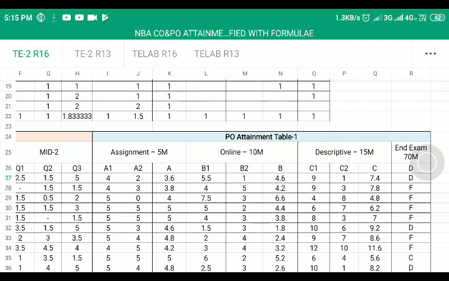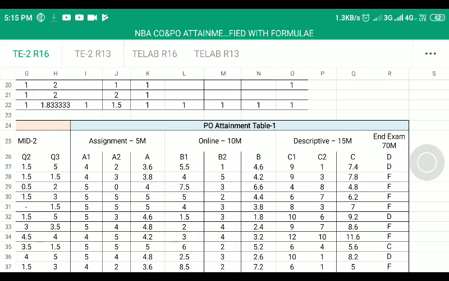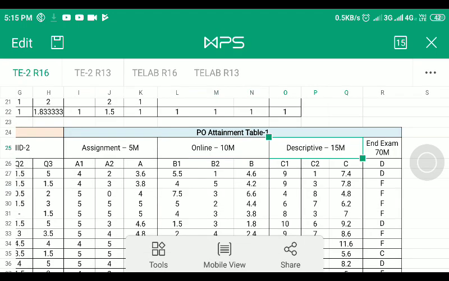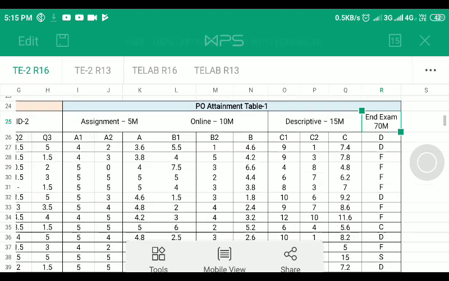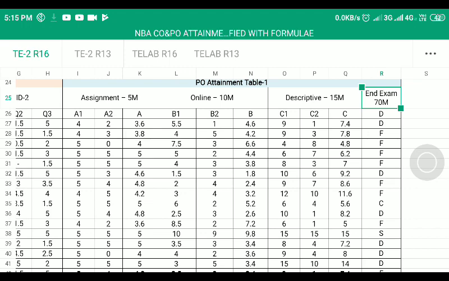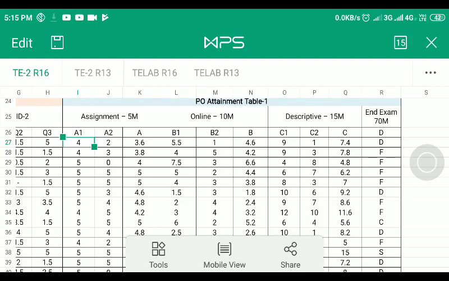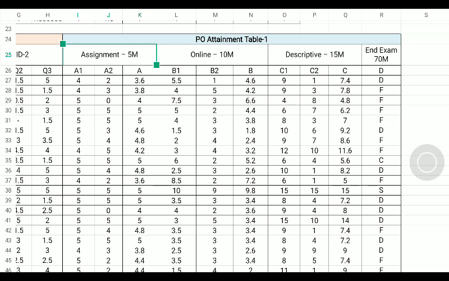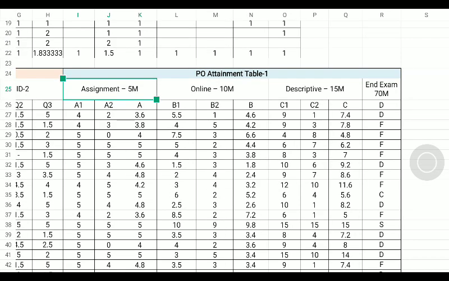the PO attainment table. In this table you have to fill assignment marks, online marks, descriptive and end exam marks. But as you know, per R-16 we are having 80 and 20 percentage. So before going to that, you have to calculate for the 2 mids, best 1 and best 2. From that, the 80 percentage marks and 20 percentage marks will be separate.